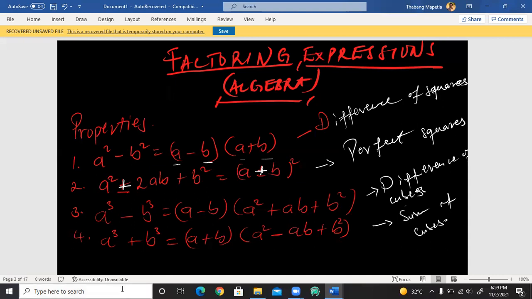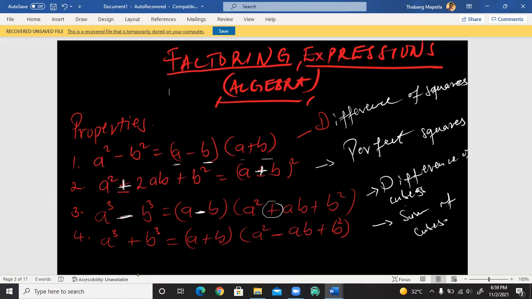And then difference of cubes, if we have a number cubed minus a number cubed, we are going to have our first small factor as the first number minus the second number. So remember, the sign that you have in the question is the sign that you're going to have on the smaller factor, right? And then on the bigger factor, the sign is going to be opposite of the sign that you got. So the bigger bracket is going to be a squared plus ab plus b squared.